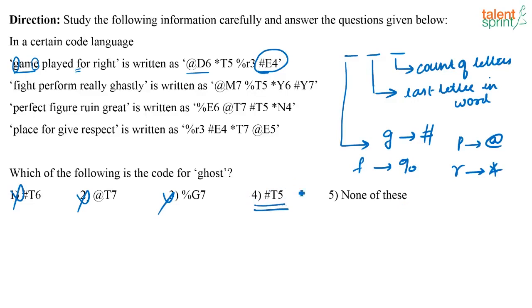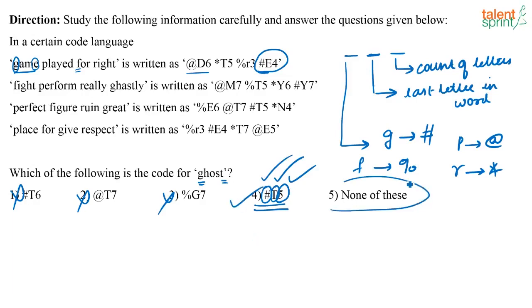Yes, so here this 5 part is correct. Now let us look at T again. What is the last letter in this word ghost? It is T. So the second, that is what is used for letter coding, is they are looking at the last letter in the given word. So this is also correct. Now coming to the symbol coding, we already found that G stands for hash. Here also the first letter is G. So this is also correct. So this is our correct answer.